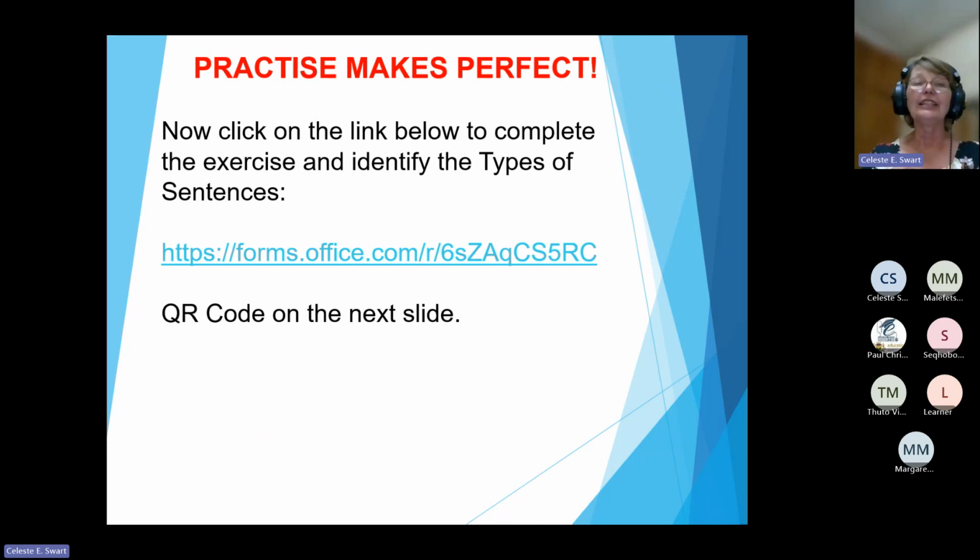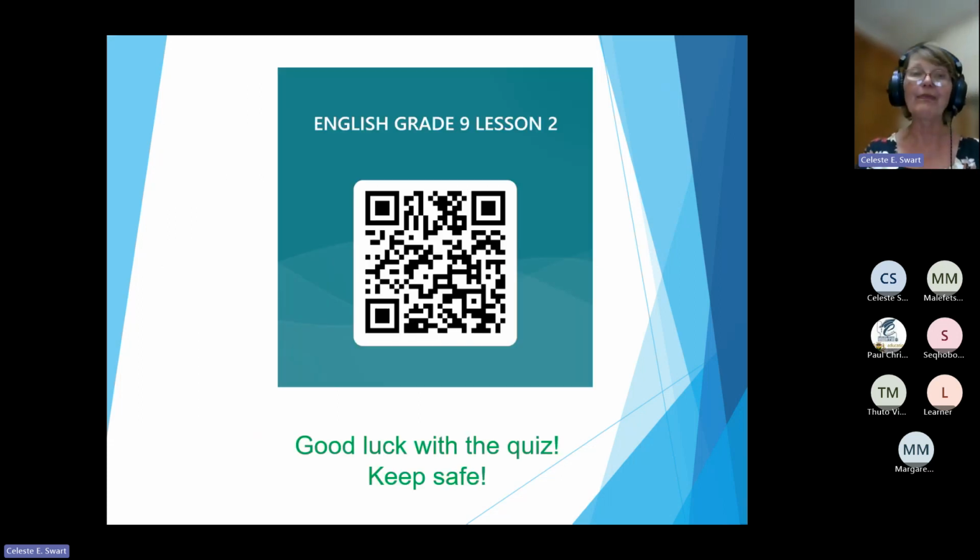You will now click on the link below to complete the exercise and identify the types of sentences. And there's also a QR code that you can use on the next slide. So remember, you go and you look at the slides that we've shared, because everything you need is there. And this is just a little bit of a refresher to see if you remember what we've done.